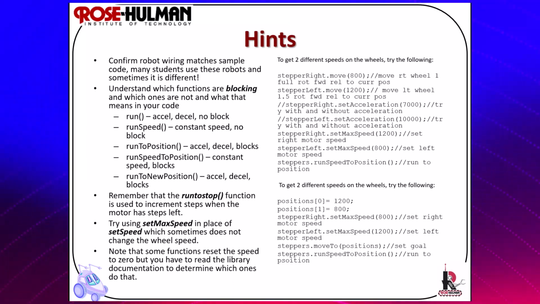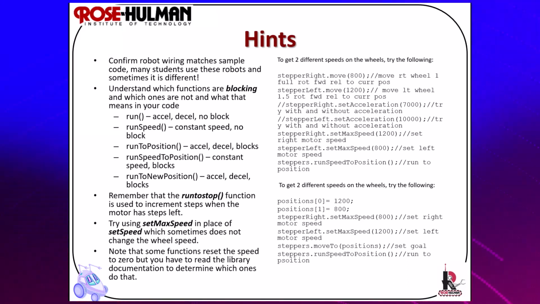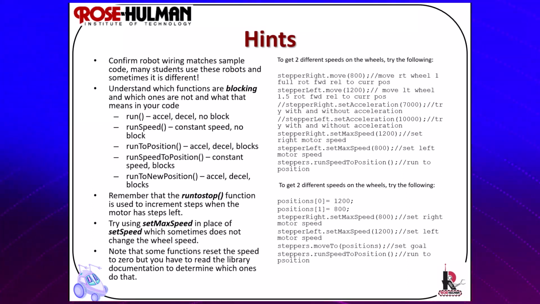If you're finding it's not working, it's probably because the function in the library is resetting the speed when you call it. There are two different ways that you can implement two speeds on the wheels, which will help you with the turn function and with the circle function. One of them is to use stepper right dot move and stepper left dot move and put in two different positions, two different accelerations and two different speeds, and then run speed to position.